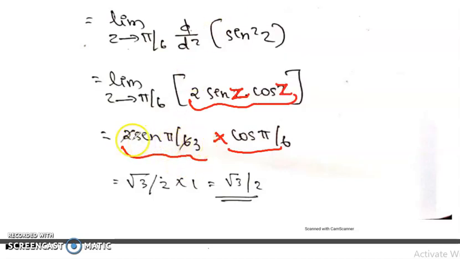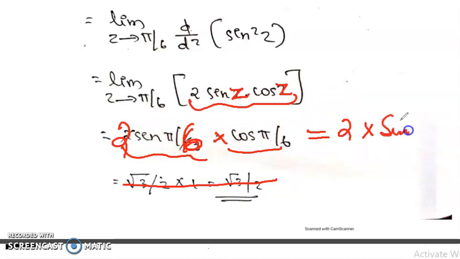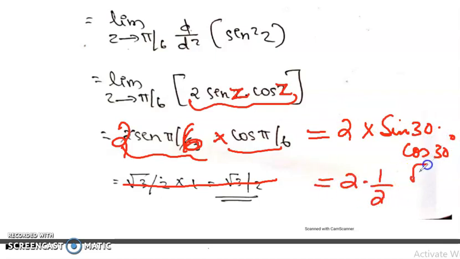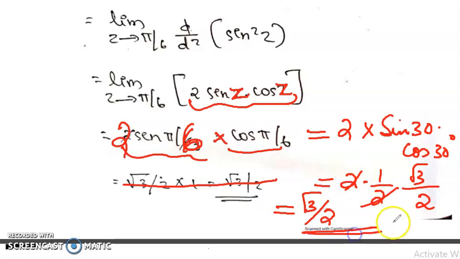You cannot eliminate like this, you should not eliminate. 2 is there, π/6 will be there. So what is π/6? Let me write that here. sin 30° into cos 30°, which is π/6. 2 into sin 30° is 1/2, cos 30° is √3/2. So cancelling, we get √3/2 as the answer left. So this is the residue value.